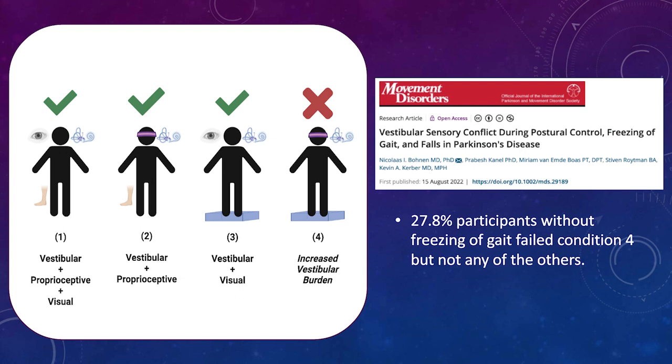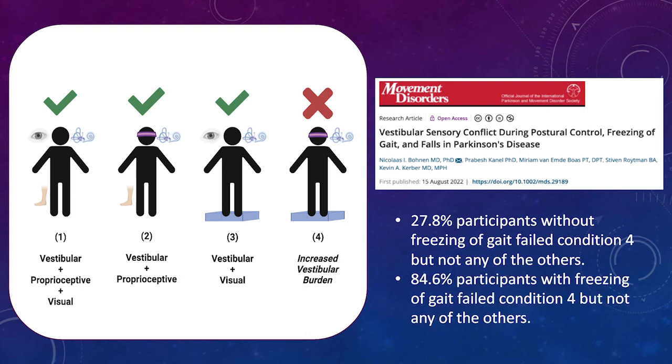And what we found is actually among individuals with Parkinson's disease and freezing of gait, 84.6% of them were unable to balance in that condition. They really had a difficult time. That is as compared to 27.8% of individuals without freezing of gait, but with Parkinson's disease, who had a difficult time on that condition. So what that tells us is there might be a vestibular specific deficit that individuals with Parkinson's disease and freezing of gait have.